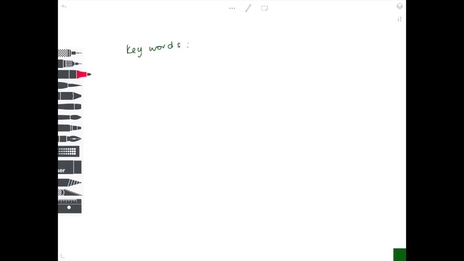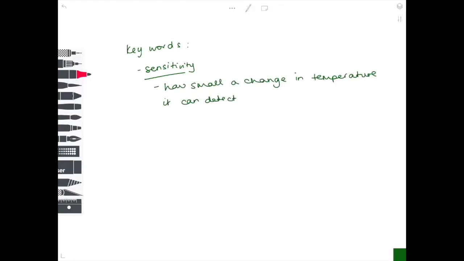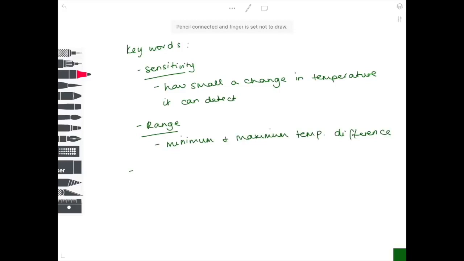Keywords relating to thermometers now. First of all, sensitivity. So the sensitivity of a thermometer is how small a change in temperature it can detect. The range, as in maths, is the difference between the highest and lowest value. So that would be the difference between the minimum and maximum temperature. And then lastly, and slightly more difficult, is linearity. And this is how constant the changes measured are as the temperature varies.